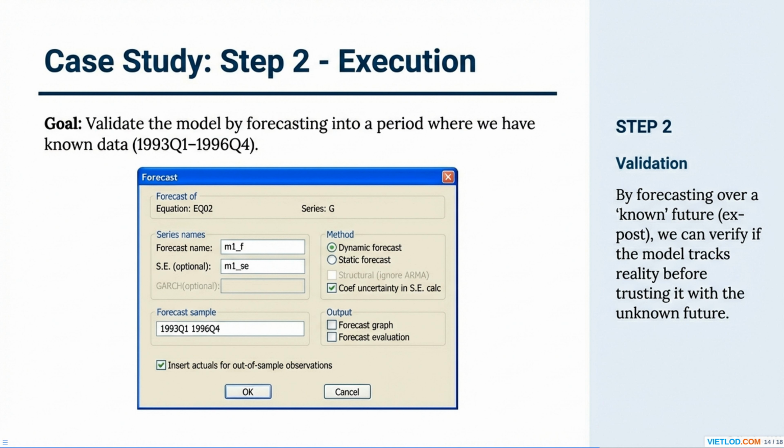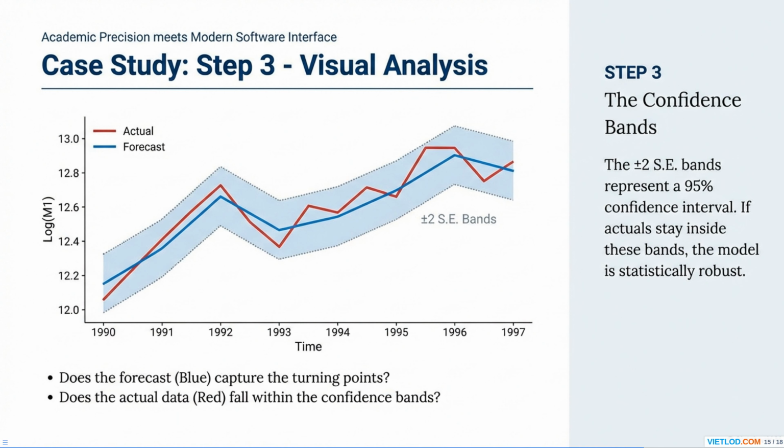1996. In the EViews forecast dialog box, you can see we've specified our forecast series as M1_F and its standard errors as M1_SE. We've also selected Dynamic Forecast, which is crucial for testing the model's ability to generate multi-step ahead predictions. By comparing our model's dynamic predictions with these actual historical observations, we can objectively assess its accuracy and reliability. This critical step verifies if our model faithfully tracks reality, giving us the confidence to then deploy it for making predictions about the truly unknown future.